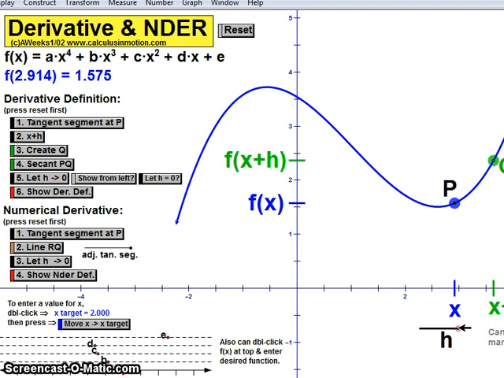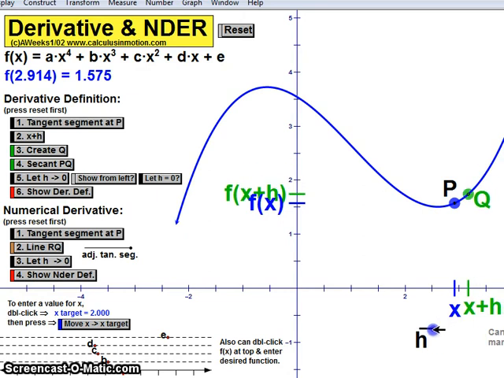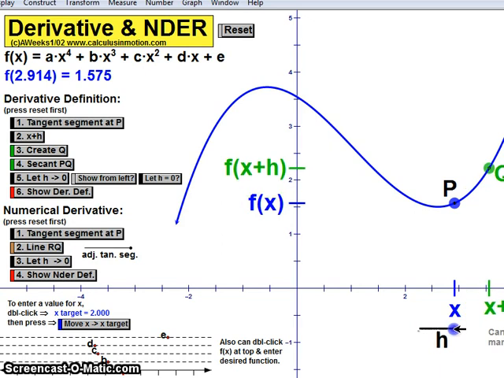The distance between the x value of P and the x value of Q is going to be some value h. So you can see if I move the point in a little bit closer, the x value of Q is x plus h. The little distance in between them is h, and I can control how big h is by sliding it down here. I'm going to move that back out a little bit for now. And then you can notice that the y value of Q is f of x plus h. So whatever x plus h is, we plug that into our function. That's going to be our y value.